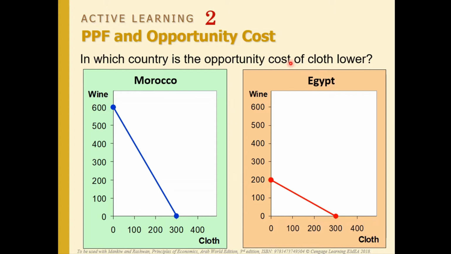Which country should have the lower opportunity cost? It means they give up less; the cost of the opportunity is less. How can we calculate it? To calculate the opportunity cost, you only need to produce, for example, 1 unit of cloth. How can you calculate it? Just divide 600 over 300.